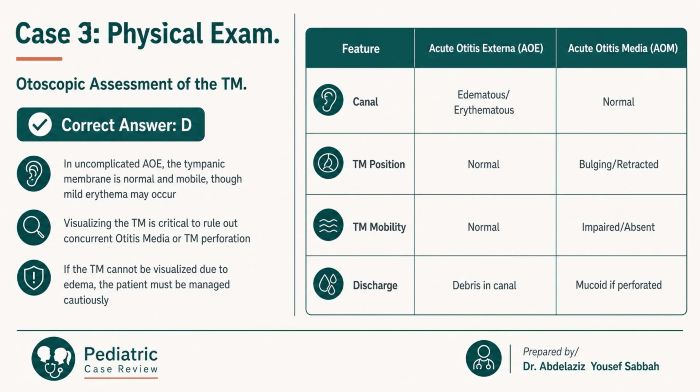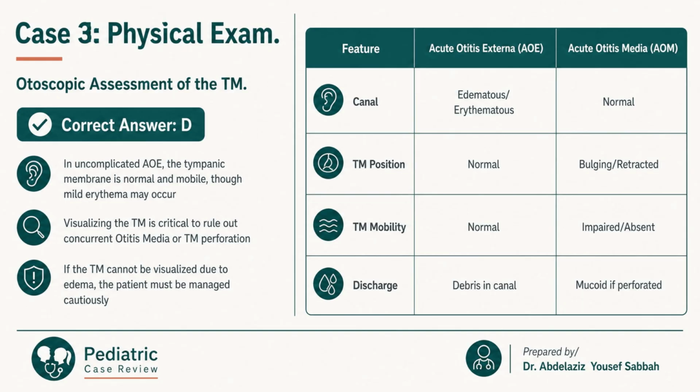In uncomplicated acute otitis externa, the disease is confined to the external auditory canal, so the tympanic membrane itself remains normal in position and mobility. Mild erythema may occur from adjacent inflammation, but bulging or impaired mobility points instead to acute otitis media. Visualizing the tympanic membrane is critical to rule out concurrent otitis media or a perforation, because both change the management approach significantly. If the canal is so swollen that the tympanic membrane cannot be visualized, the patient must be managed cautiously and assumed to potentially have a perforation until proven otherwise.